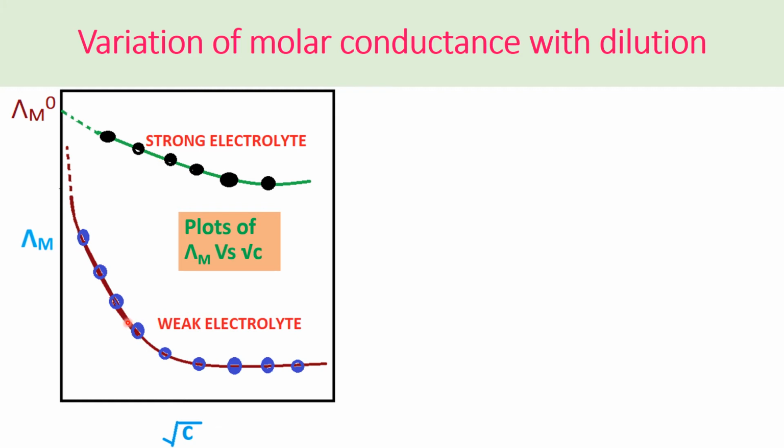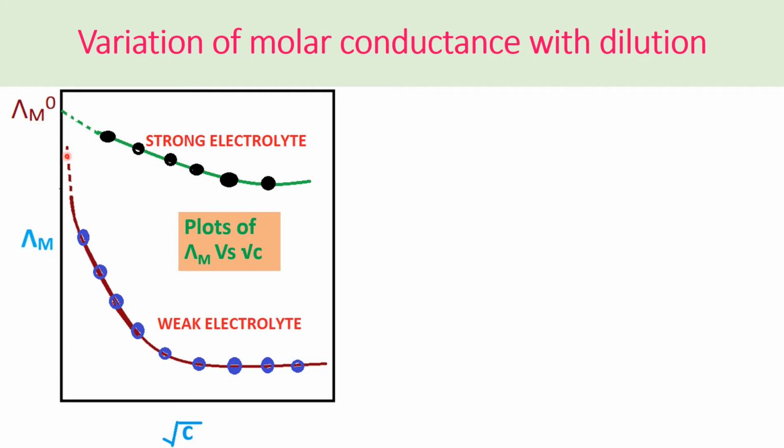And here the experimental curves of lambda m versus root c for a strong electrolyte are found to be more or less linear, in accordance with the equation lambda m is equal to lambda m0 minus a root c, that we have already seen. But such a limiting value for a weak electrolyte is not there. It increases with the dilution.